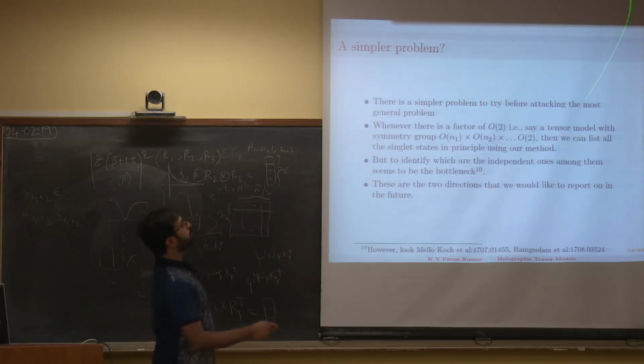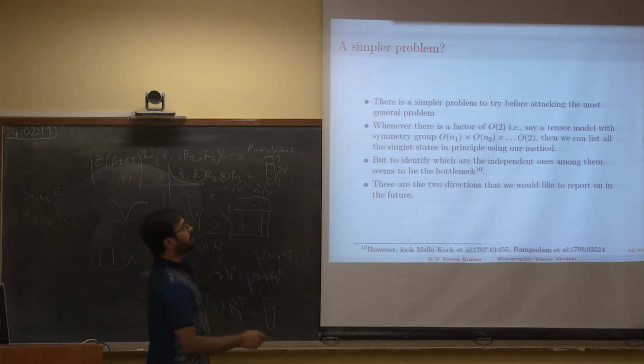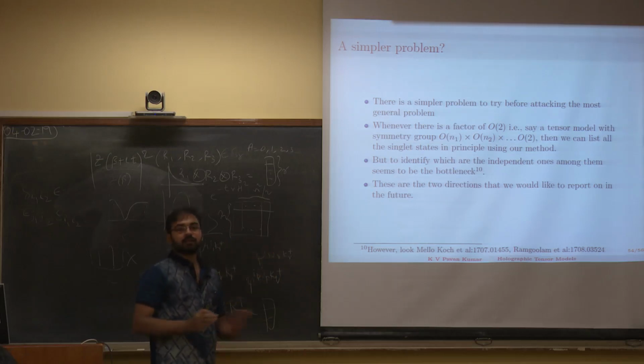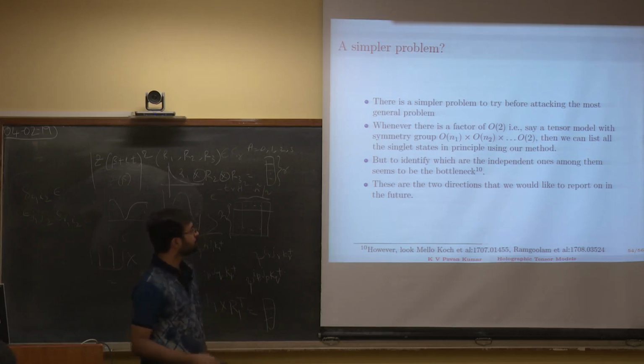Also, there is a simpler problem to try before trying to solve the most general problem. For example, as I was talking about before, if there is an O2, the last charge only gives you the mid-level condition. There is no other information in it. Apart from the last charge, we know how to solve the remaining things, so in principle we can list all the possible singlets. But finding which ones are independent seems to be a difficult task. There are many deltas and epsilons, and multiple ways can lead to the same singlet. We don't know how to identify the independent ones among them.